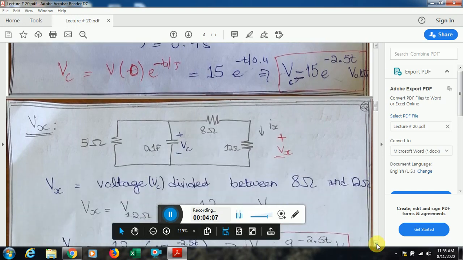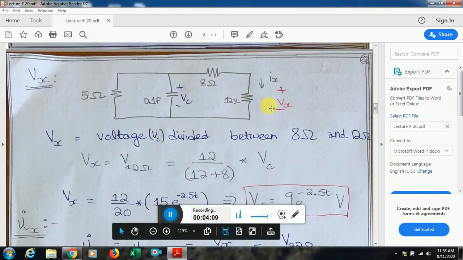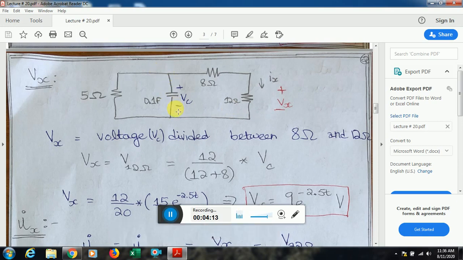Now in order to find the value of voltage across this 12 ohm resistor, we know that the value across these two terminals is Vc. This Vc is divided across this resistor and this resistor. This means that we have to use the voltage divider rule in order to find the voltage across one of the series elements.